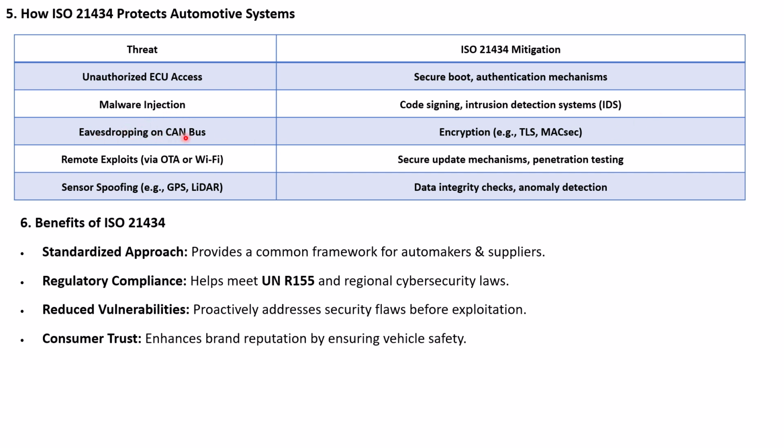Also, eavesdropping on the CAN bus. There are some hackers who try to extract information by eavesdropping on the CAN bus, and the way to mitigate it is by encryption. Coming to remote exploits like OTA or Wi-Fi, secure update mechanisms and penetration testing are extremely important. And coming to sensor spoofing, the mitigations are data integrity checks and anomaly detection.